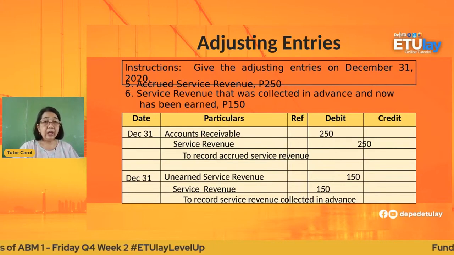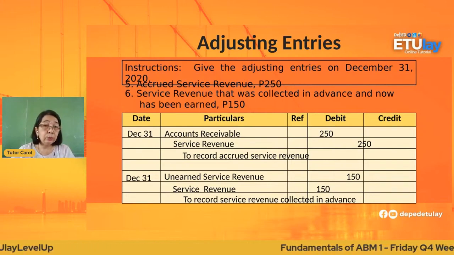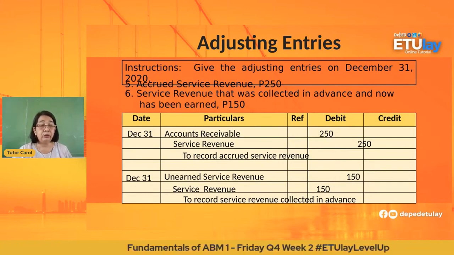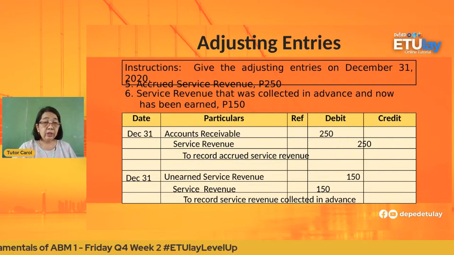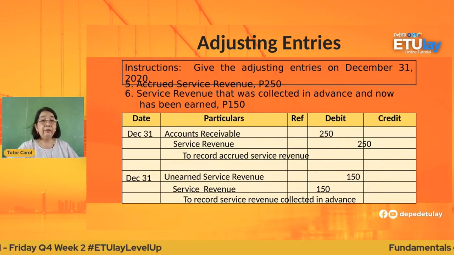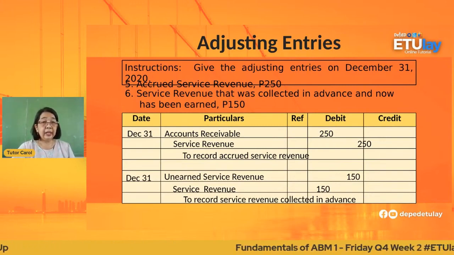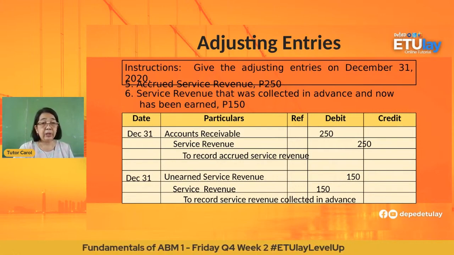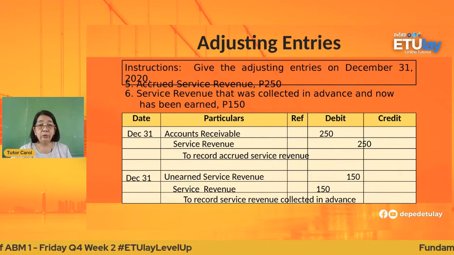Ito naman, when you say accrued revenue, accrued services already given but not yet paid. So meron tayong accounts receivable. So on December 31, we have debit accounts receivable 250 and credit service revenue 250. And our explanation will be to record accrued service revenue.